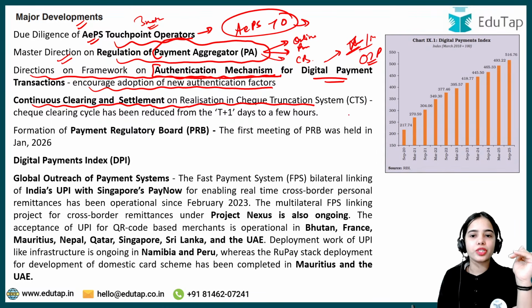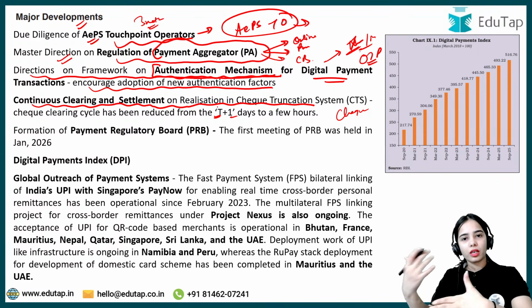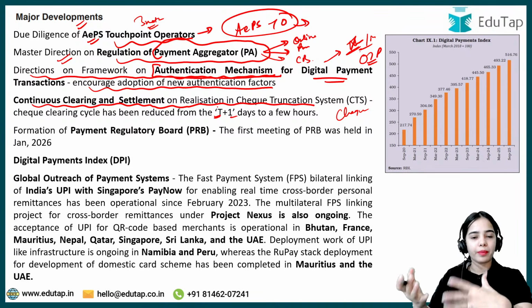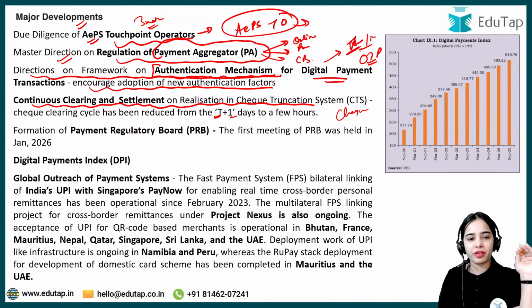So, in the check truncation system for check clearing, usually the time taken was that today the check will come, and tomorrow the settlement will happen. So now it has been said that rather than T plus 1 days, within a few hours your check will be cleared if the timelines are being followed.